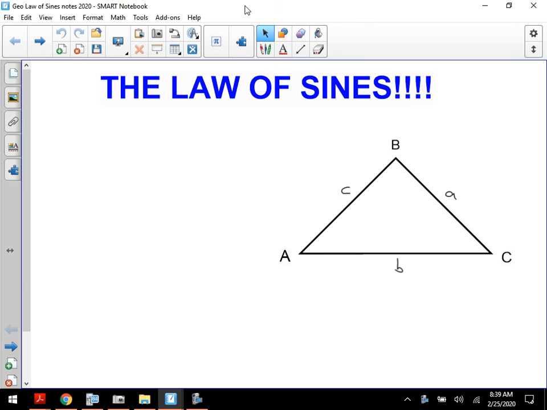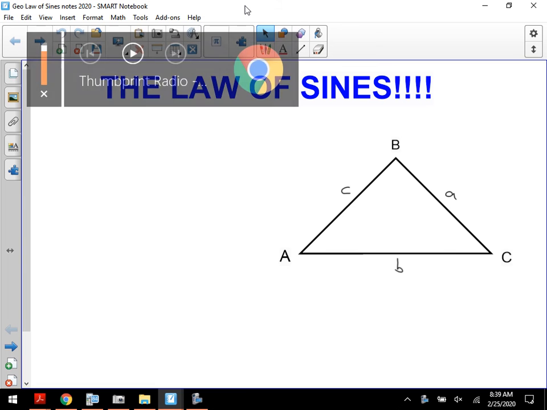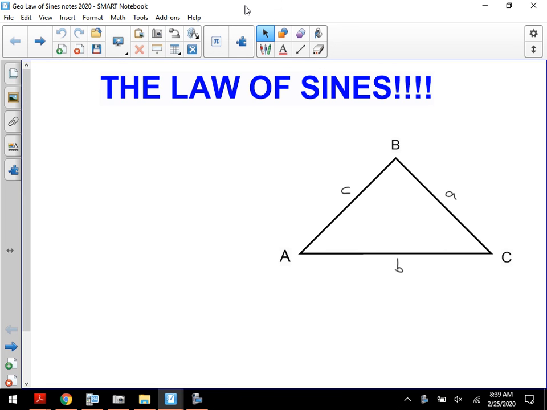It might be a little scary, but not. So, like I said, there's this thing called the law of sines. Law of sines is for when we don't have a right triangle. And you're going to use law of sines.